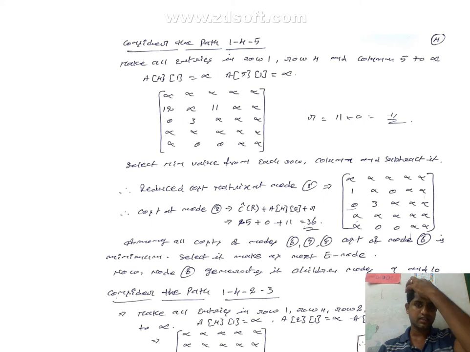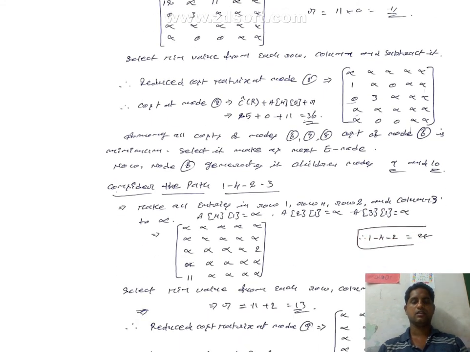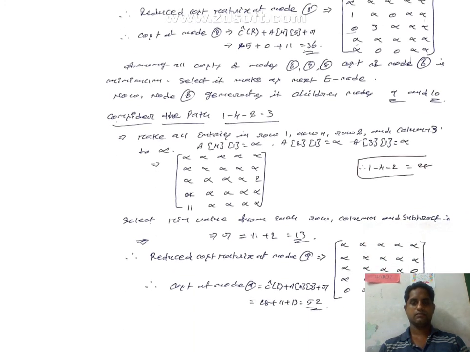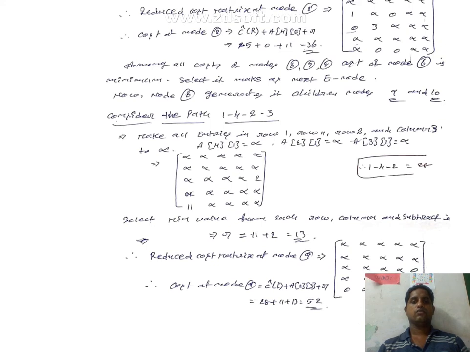Now make it the next E-node. Node 8 generates children, that is 1 4 2 3: first row, fourth row, second row, column 3. Then the values are produced. Okay. This is the 52.